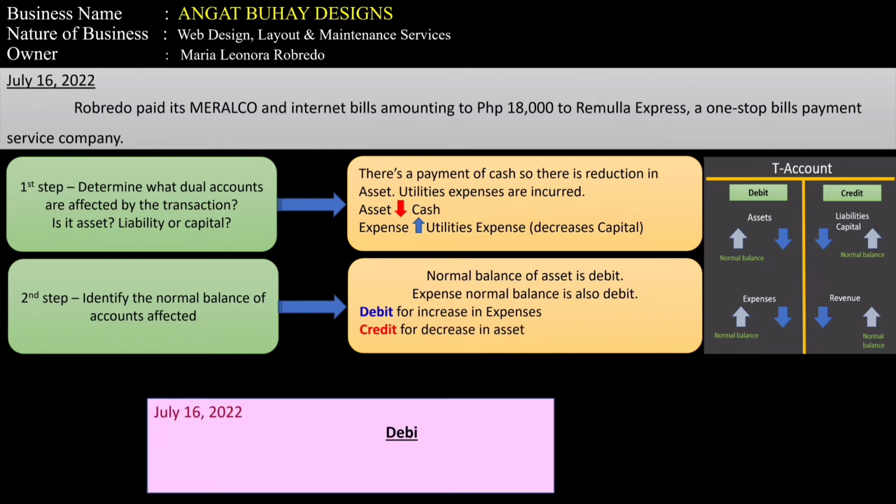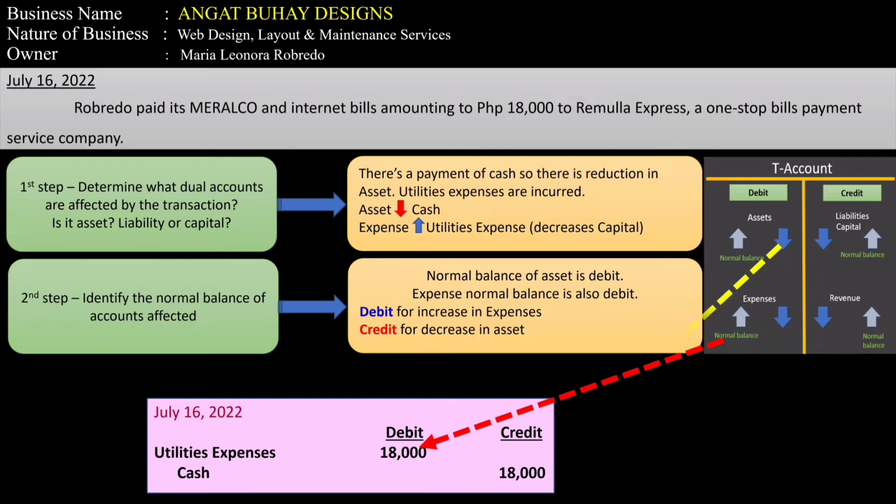So, the next question is, what is the corresponding credit? So, there's a reduction in cash. If you reduce cash, you will have it credited. Why credit? Because it's the opposite of debit.